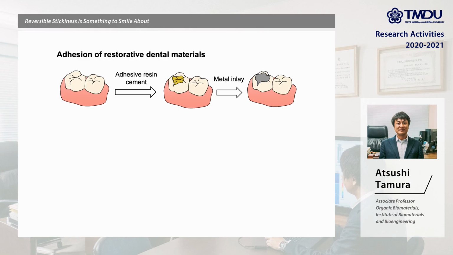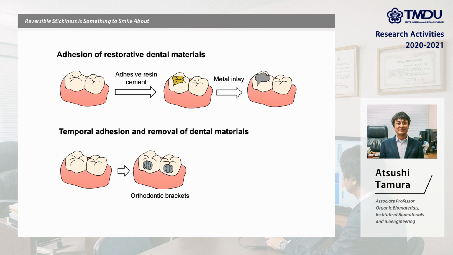The adhesion of restorative dental materials on tooth surface is one of the essential techniques in current dental treatments. And the development of adhesive resin cement achieves the strong adhesion of various materials, including metals, ceramics, and polymer resin onto surfaces. These dental materials are sometimes adhered onto surface temporarily, such as orthodontic brackets.